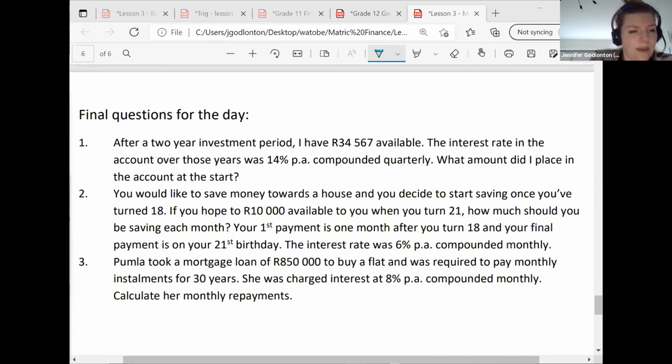Just tell me what you think it should be. Okay, we have a future value answer. Any other answers? What formula do you think we should use in question 1? Also future value, okay. Anyone have any other ideas for question 1?